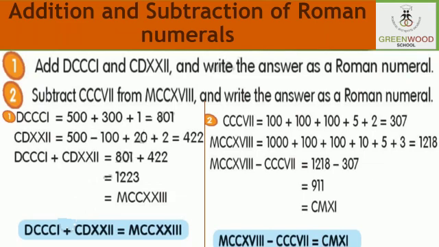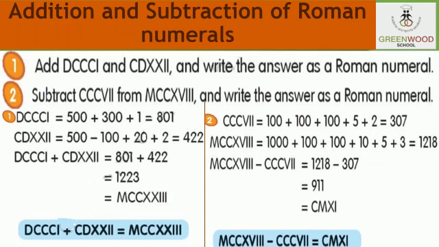Okay. Now let's see another example. Subtract CCCVII from MCCXVIII and write the answer as a Roman numeral. For that, first write the numbers. CCC means 300, V means 5, II means 2. So 300 plus 5 plus 2 is 307.